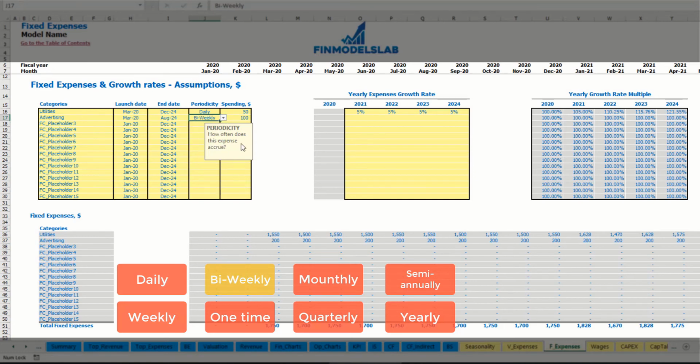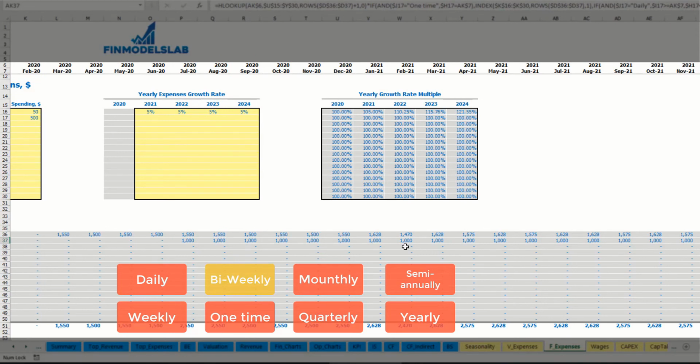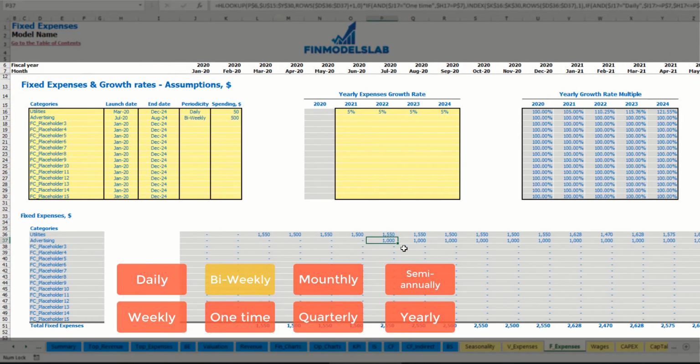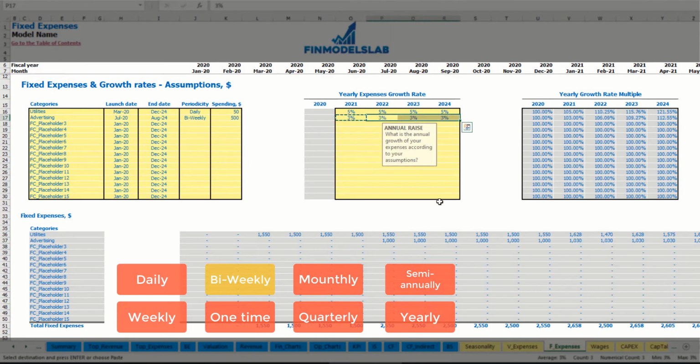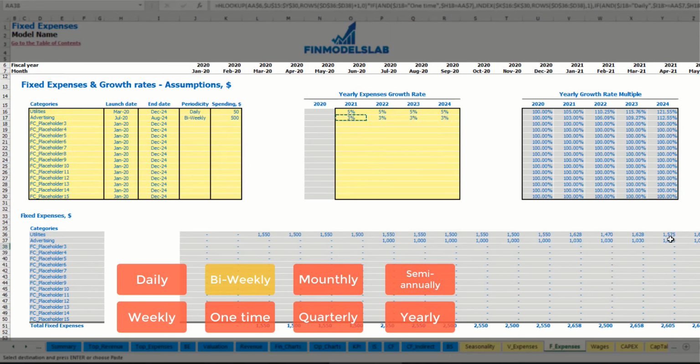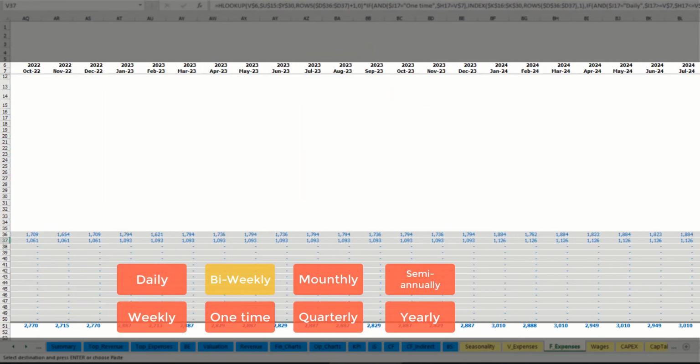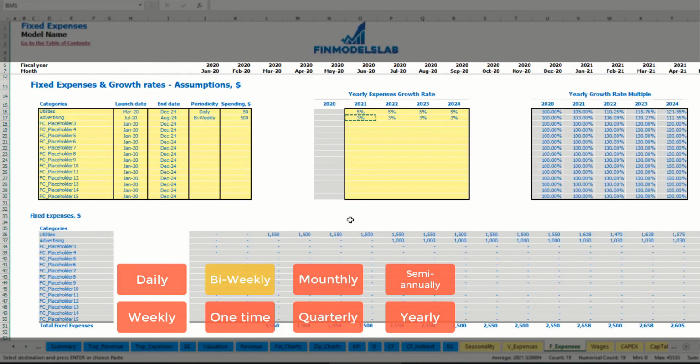Another option is bi-weekly. For example, $500. You can start from July, for example, and you will have 2 bi-weekly payments within the month, $500 multiplied by 2, you have $1,000 per month. Again, you can input some growth rate and you will see that your advertising expenses will grow year over year till August 24, which is the last date of this expense type.